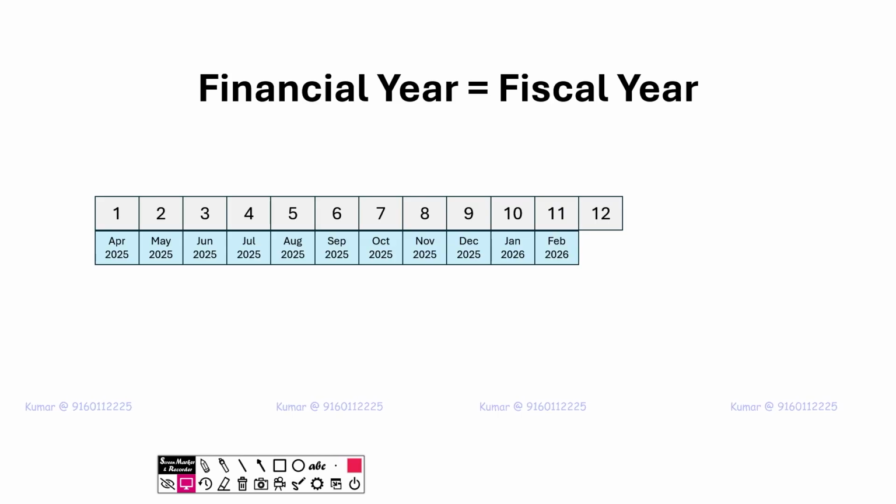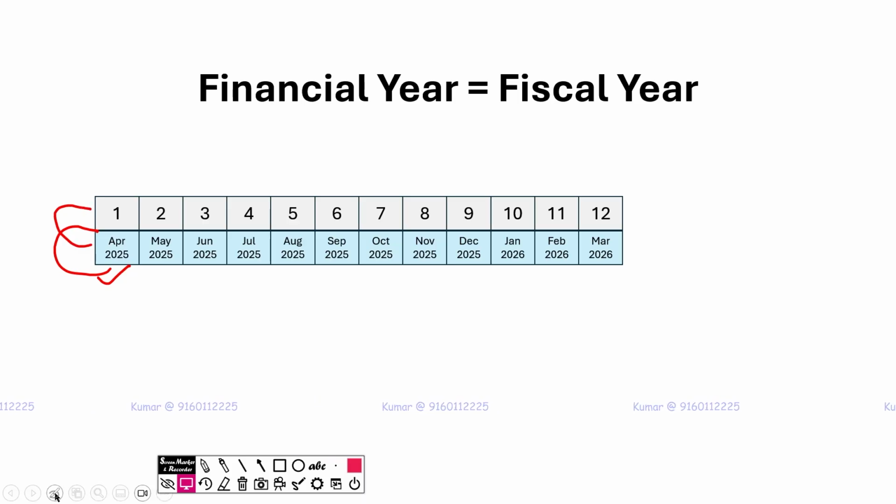As you have said, it starts in April and ends in March. So the current financial year is 2025 to 2026. Now we are in which month? February month. So that means we are in February 2026. This month is in which financial year? This financial year started in which month and which year? It started in April 2025.